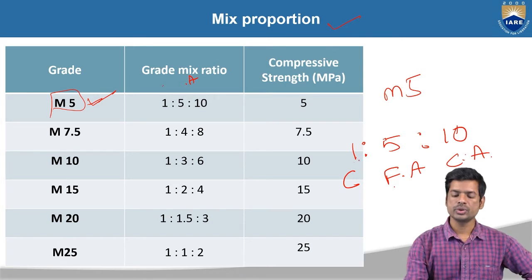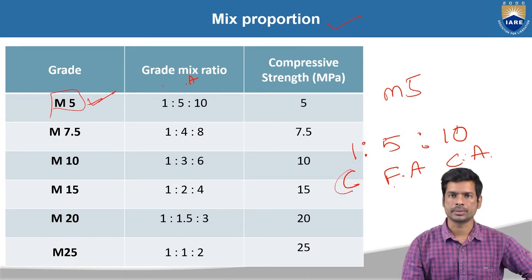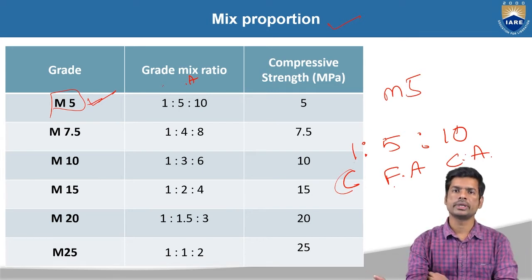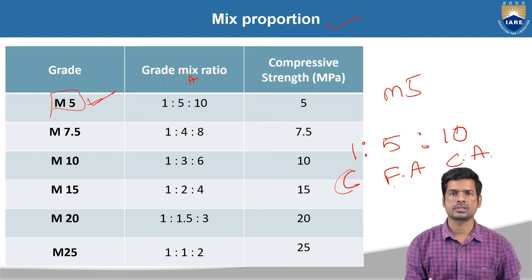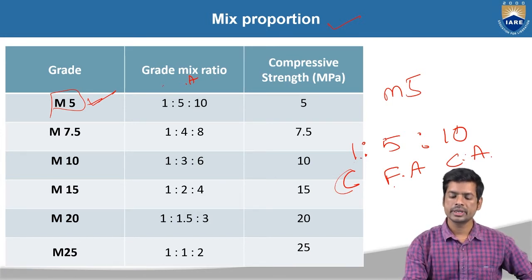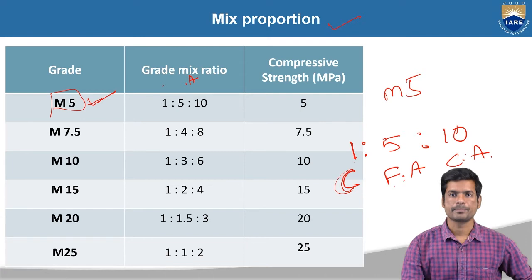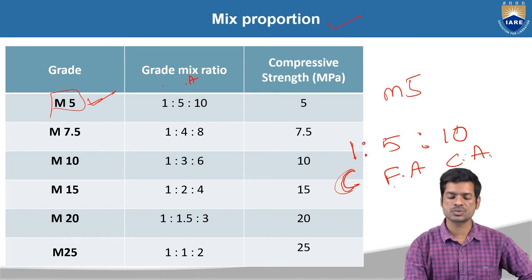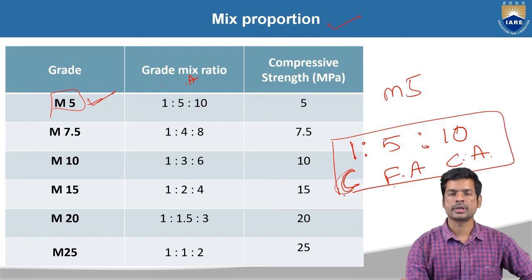1 is nothing but 1 unit of cement, whatever the unit, it may be kg or grams, or it may be volume. Sometimes we take the proportions volume based, or batch based. So 1 unit of cement, 5 units of fine aggregate, and 10 units of coarse aggregate. This is what the mix proportion representation means.